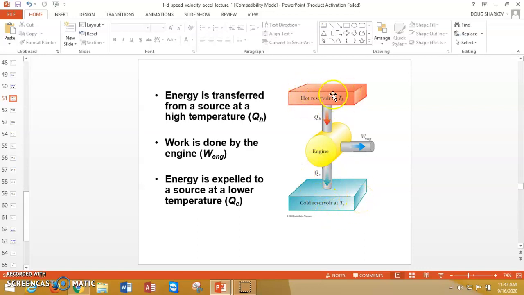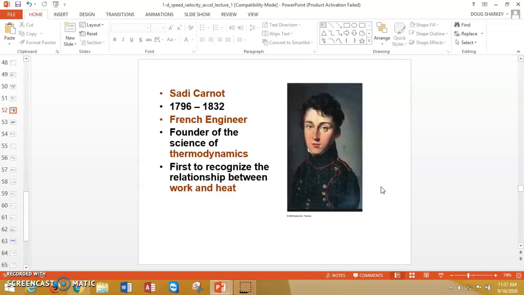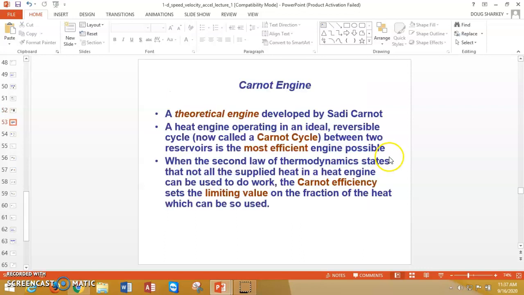The hot side would be the hot gases that are exploded within the engine. The cold side is the atmosphere. I always think about the tailpipe of the car. So here's the guy that I was talking about in the last video, and he's pretty much the father of thermo. And he came up with this idea of the theoretical engine.